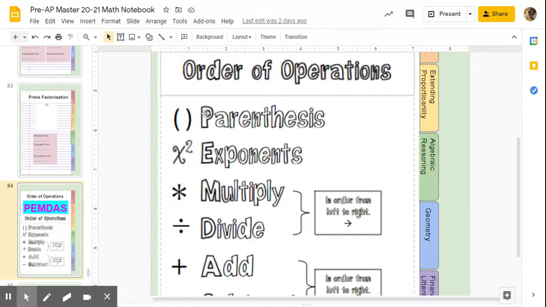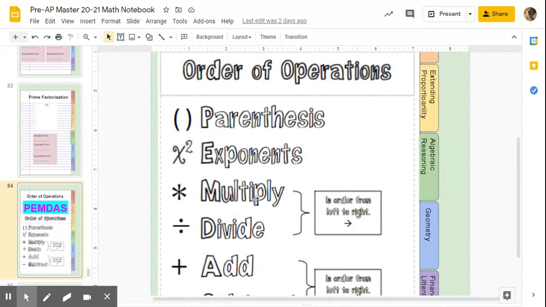So the first thing, the P stands for parentheses. So we're going to solve anything that is inside of a parentheses first. Okay, so anything inside the parentheses comes first. The next thing is the exponents. So if you remember from yesterday, the exponents are the little numbers at the top of a big number. Those were called exponents, and that's how many times we multiply that same number over and over.